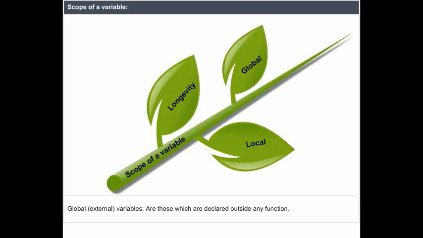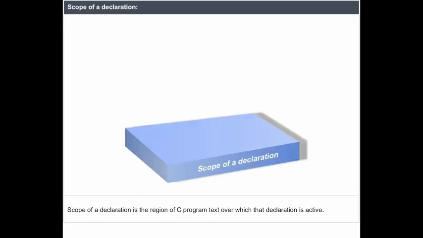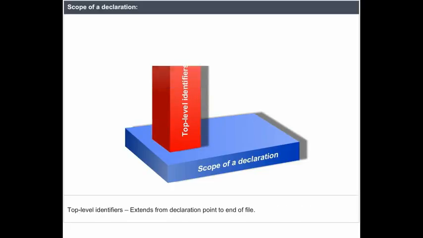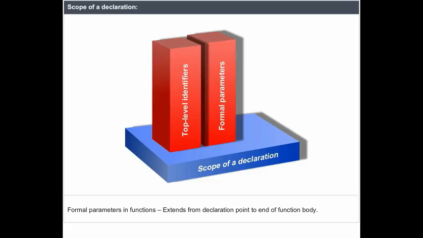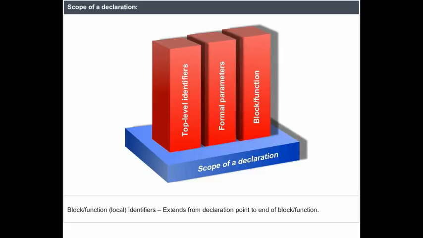Global or external variables are those which are declared outside any function. Scope of a declaration. The scope of a declaration is the region of C program text over which that declaration is active. Top-level identifiers extend from the declaration point to the end of the file. Formal parameters in functions extend from the declaration point to the end of the function body. Block and function local identifiers extend from the declaration point to the end of the block or function.